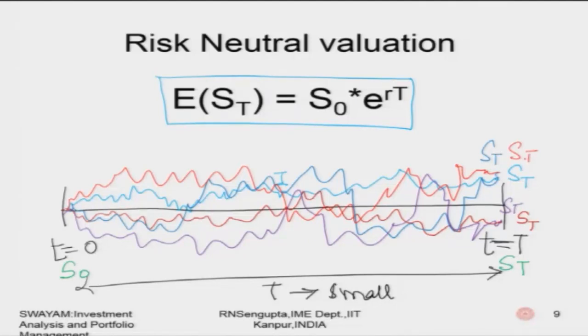So, if I continue taking a snapshot, and I want to find out the expected value of these prices, then in the long run, the expected value of the prices should be exactly equal to what you have. I should use a different color here. So, the expected value should be exactly equal to S naught into e to the power RT. The reason is very simple.